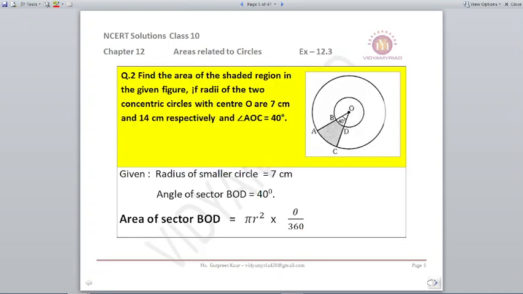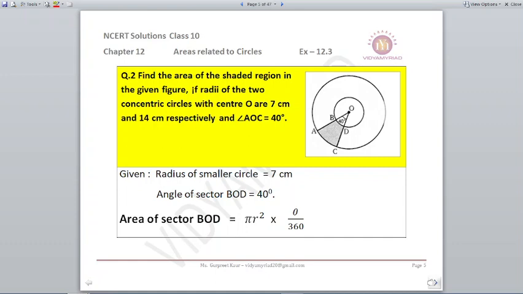Question number 2. Find the area of the shaded region in the given figure if the radii of the two concentric circles with center O are 7 centimeters and 14 centimeters respectively and the angle is 40 degrees. Now we know that the shape that is formed is the shape of a sector, that is we can use the formula of area of a sector for the smaller radius and the bigger radius. When we subtract both of them, we will get the shaded portion.